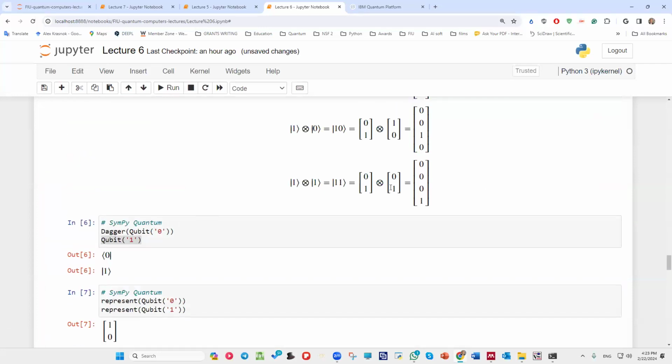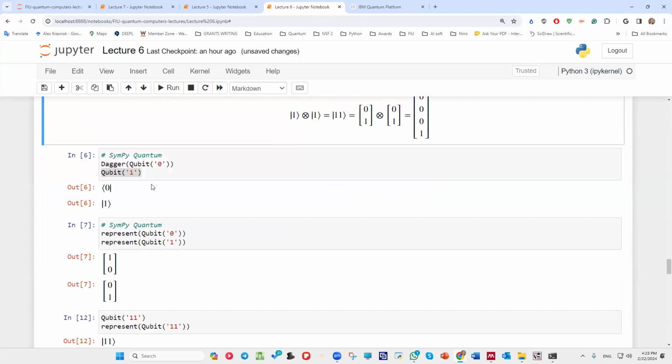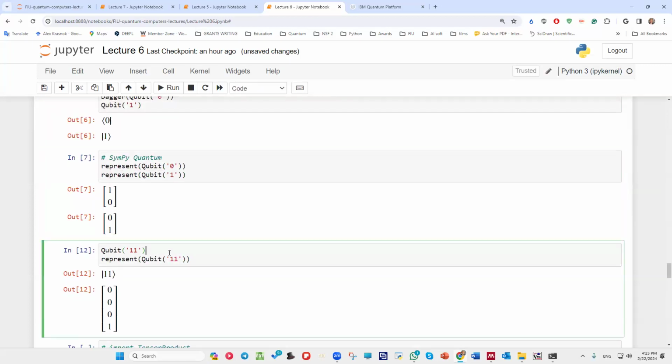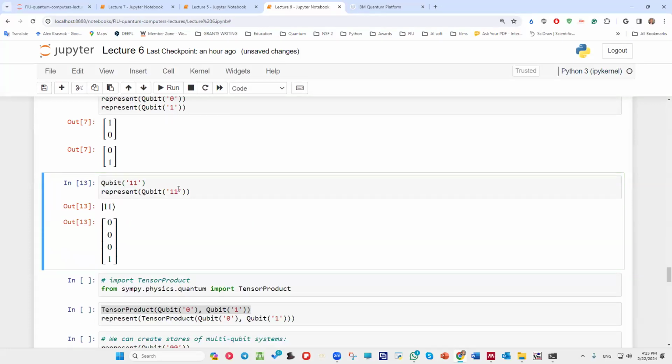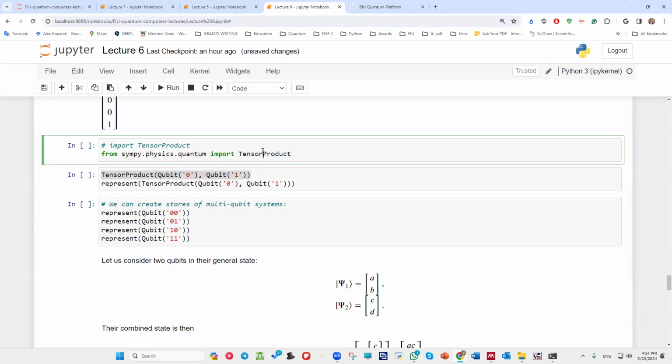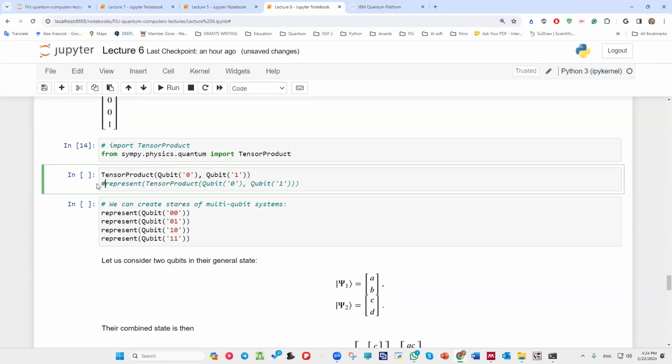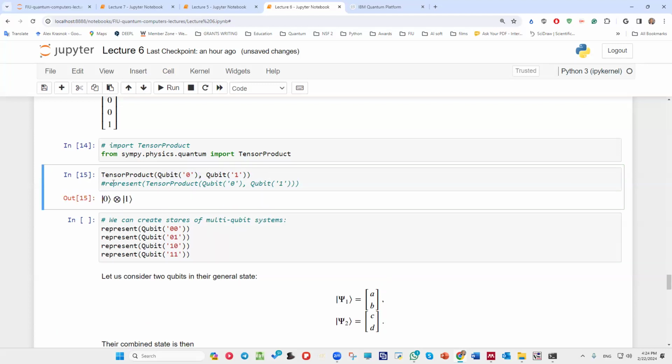So I can generate all these 4 basis vectors of a system composed of 2 qubits. All right. What about tensor product? So tensor product also can be done using the SymPy quantum library. To do so, I just need to import tensor product from SymPy quantum. And in order to take the tensor product, I just write tensor product and then the 2 qubits divided by comma. Okay, so this is tensor 0, 1.